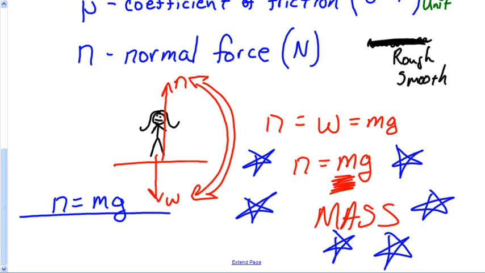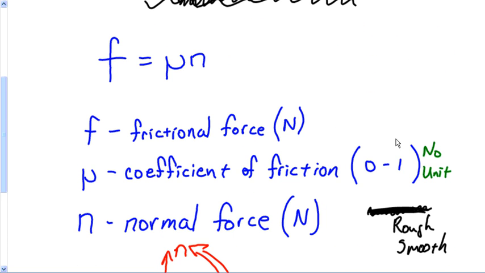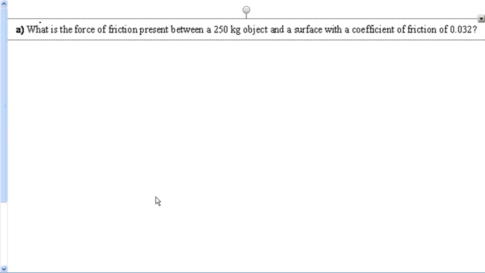So anyway, let's go ahead and take what we just learned, these two new equations, and let's work a few problems. So take a look at this first question I'm going to work. What is the force of friction present between a 250 kilogram object, that's a mass. Wait a second, Mr. Cole. You just said a second ago, if we get a mass, what should instantly go off in our head? N equals mg. It's like guaranteed money.